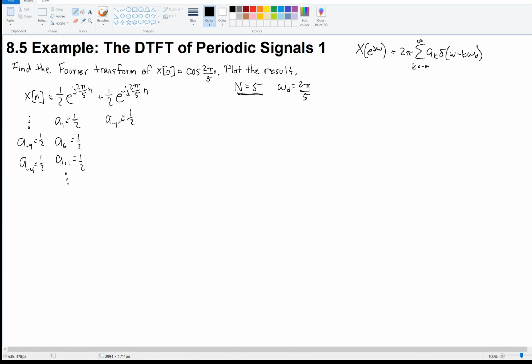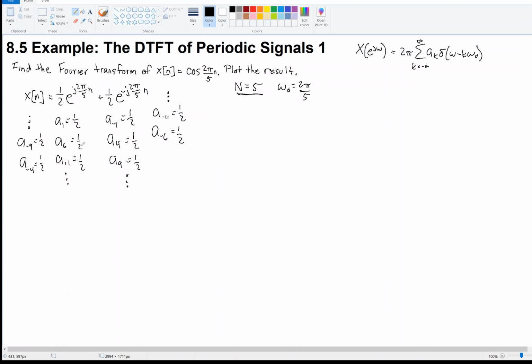And also then, if a_minus 1 is 1/2, then a_4 is 1/2, a_9 is 1/2, and I can keep going that way, or I can go backwards. a_minus 6 is 1/2, a_minus 11 is 1/2, and so on. So these are all of the non-zero Fourier series coefficients of this signal, and we deduced all of that just from 2 pi over 5, right? Okay, so we're going to move on now that we've got the Fourier series coefficients.